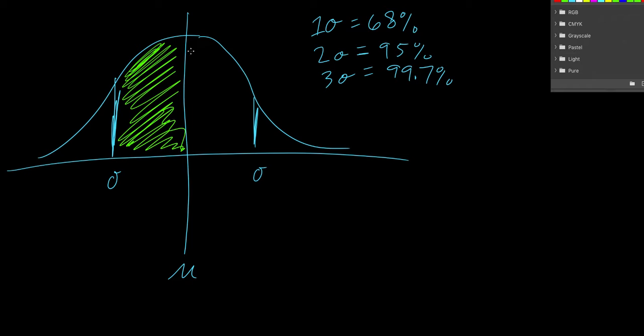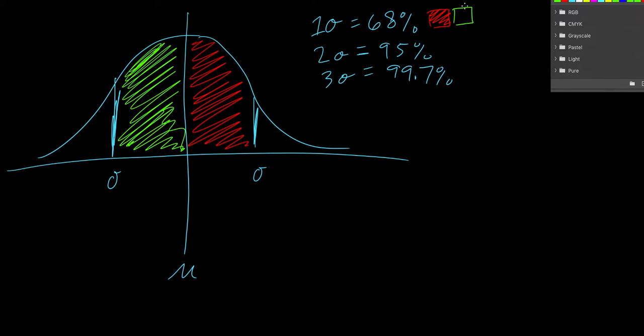and if I shade in this region right here, if I take that green and that red and I add them together, that's going to give me 68% of my data. So what that means is the green's area is about 34%, and the red's area is about 34%.